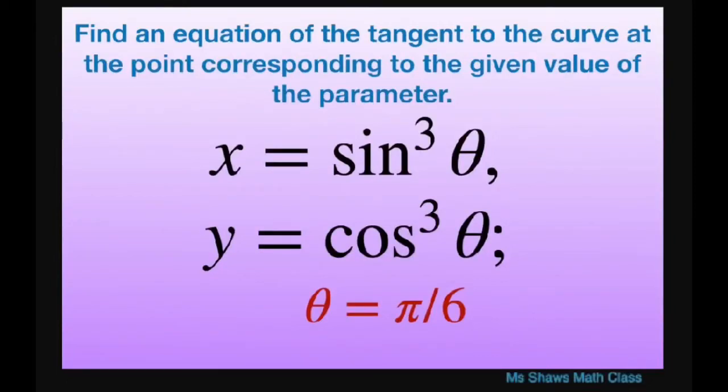Everyone, we're going to find an equation of the tangent to the curve at the point corresponding to theta equals pi divided by 6 for our parametric equations. So first, let's differentiate our y with respect to, not t, but with theta. So the derivative of y with respect to theta is going to equal this one.